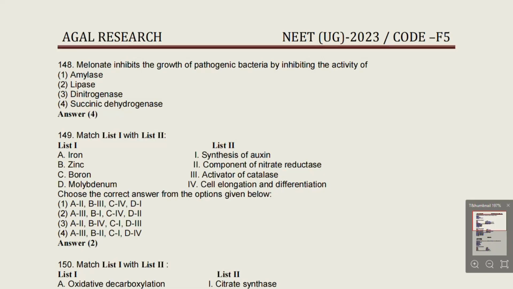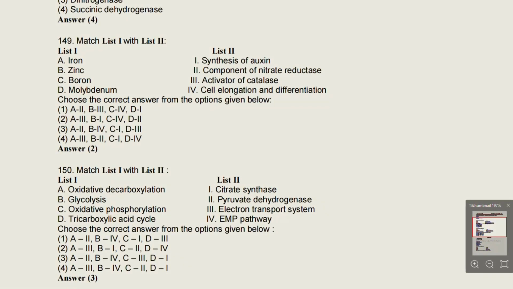So the next question is, malonate inhibits the growth of pathogenic bacteria by inhibiting the activity of succinic dehydrogenase. So the answer is option 4 and this question is taken from Unit 4 Plant Physiology, Chapter 12 Respiration in Plants. The next question is, match list 1 with list 2.